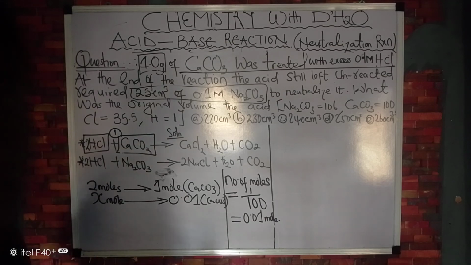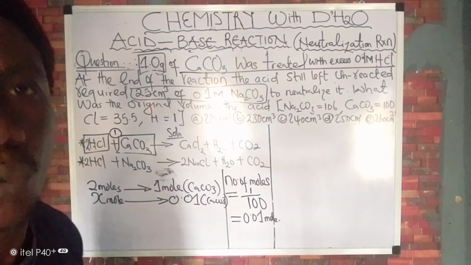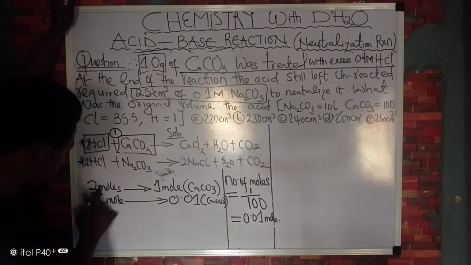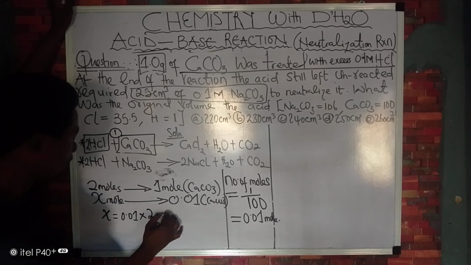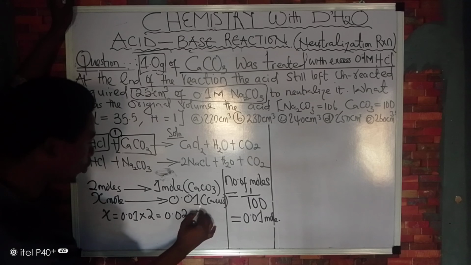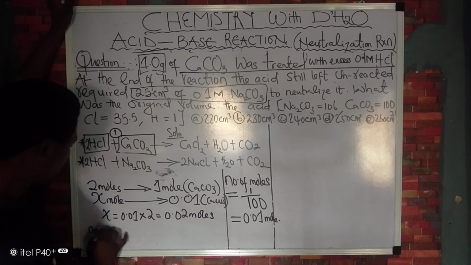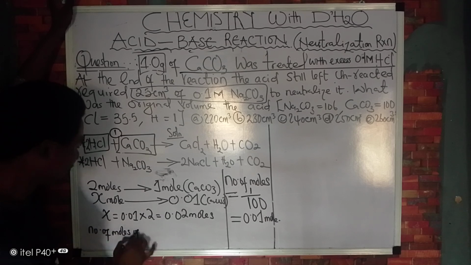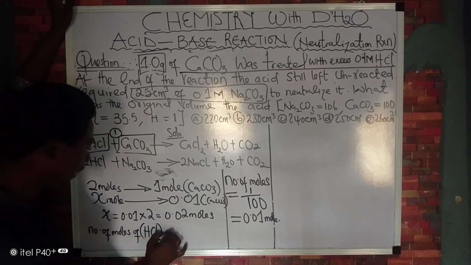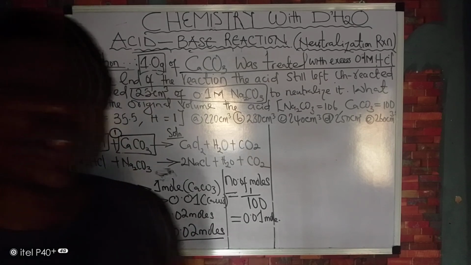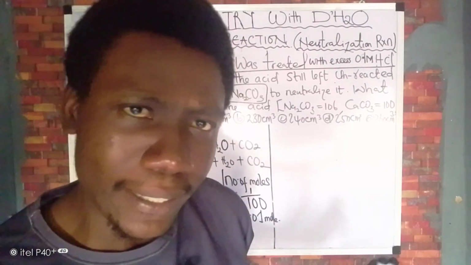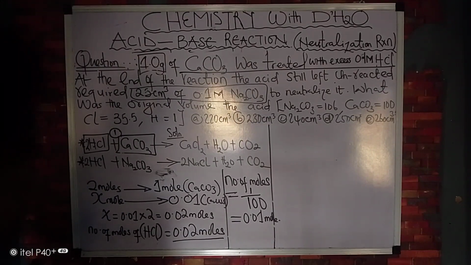Don't forget we are trying to determine the volume. So we need the number of moles first before we can determine the volume. So what do we do now? Cross multiply. You have 0.01 times 2, then x times 1. So x will give us 0.01 times 2. That will give us 0.02 moles. So we found out that the number of moles of HCl now is 0.02 moles. That's interesting. So we have been able to calculate the number of moles of HCl that reacted with CaCO3, which is your limestone.